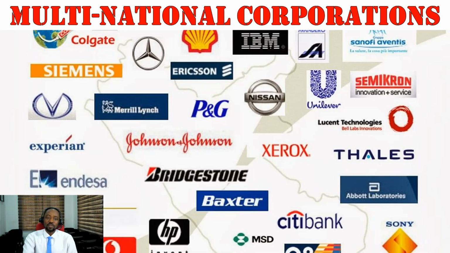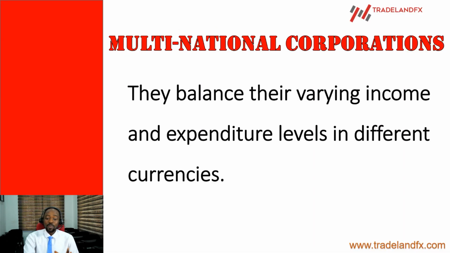All right, let's look at the multinationals now. Okay, multinational corporations. As you can see on our picture here, we have many of them here: Siemens, Ericsson, Merrill Lynch, Johnson and Johnson, Bridgestone, Citibank, as many of them as you can see on this screen. So who are these people? They balance their varying income and expenditure levels in different currencies. Of course, they are multinationals. As multinationals, they are in many countries of the world. Most of them are found in every country in this world.